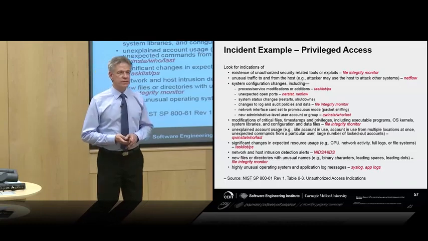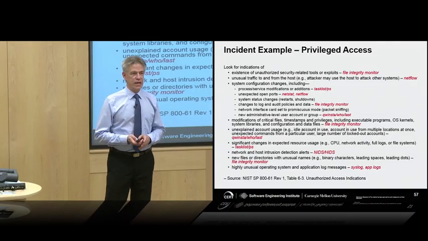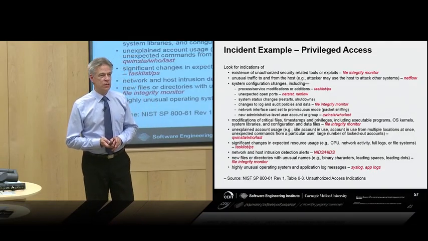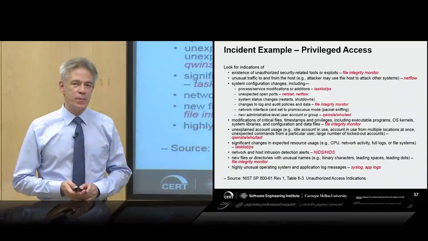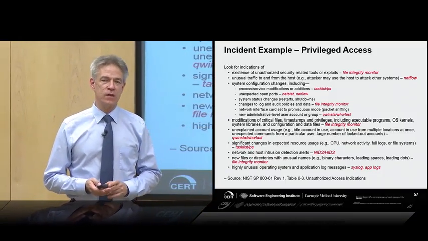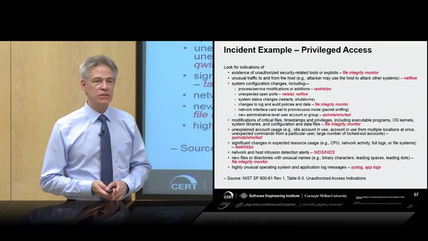So in this first incident example, look at an incident where someone has gained unauthorized privileged access, root or administrator access on a particular machine. A variety of different types of indicators may be evident or available to confirm or get more information about the intruder's activity in this type of incident.